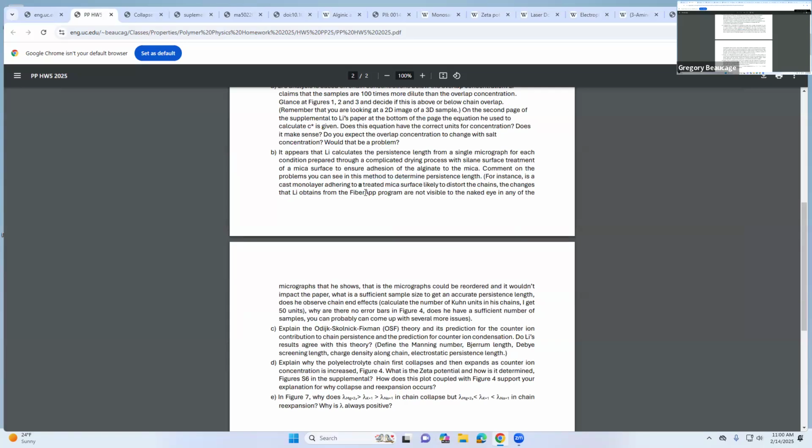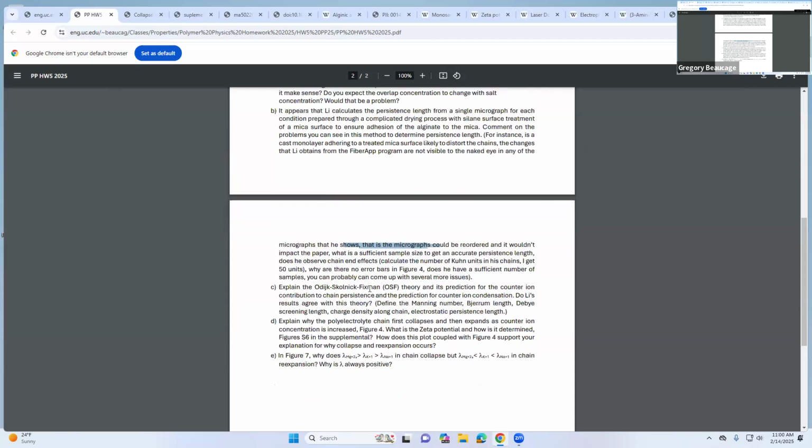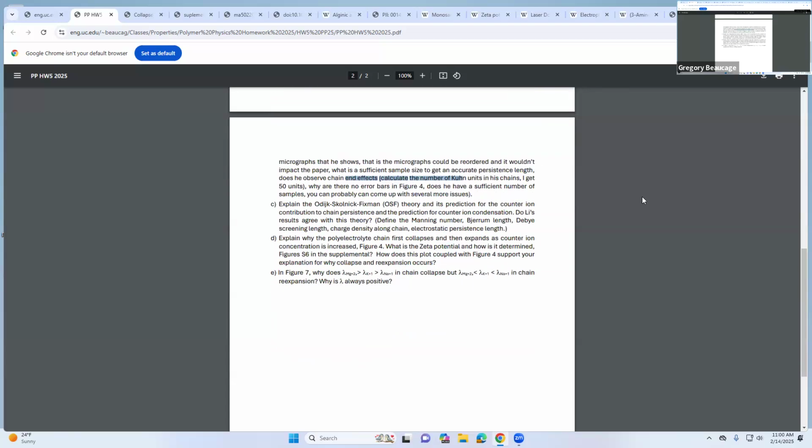There's cast monolayer. And the naked eye and the fiber app results don't seem to agree. Your hunch about what's what, and the fact that you could never order the things properly if you were just given them randomly, kind of means that something isn't really fully explained there.